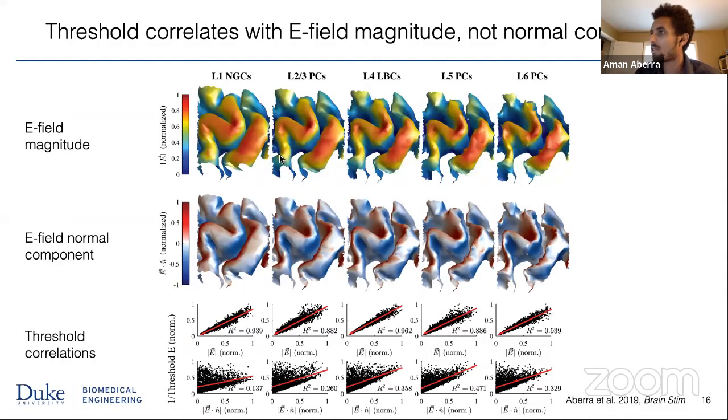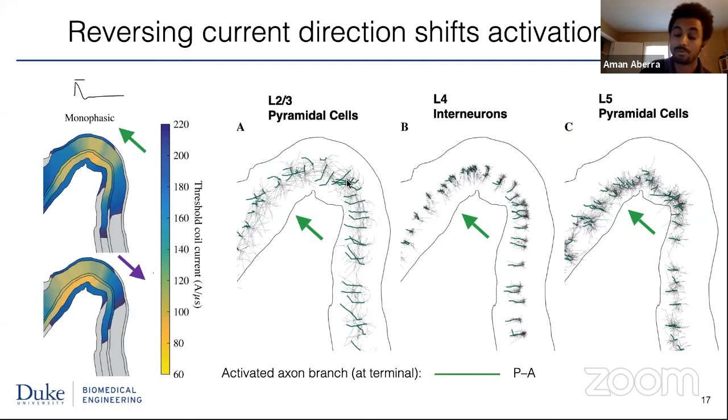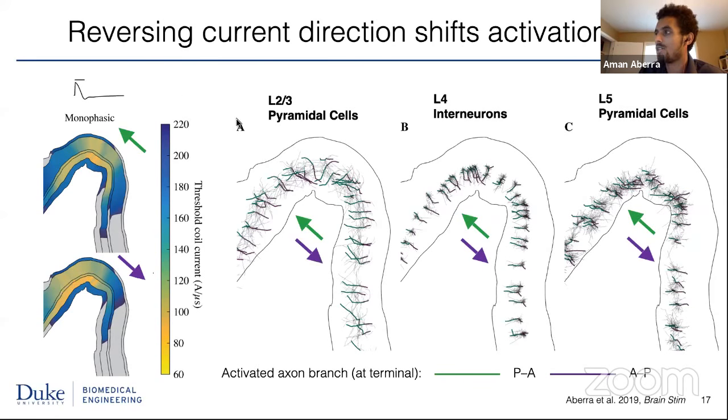Just briefly, when we look at correlating the electric field magnitude versus correlating the electric field normal component with thresholds, we find much stronger correlations with the magnitude, shown here in this top row. And the reason is because activation, as I said earlier, is occurring at these axon terminals, which, according to cable theory, their polarization and activation is proportional to the magnitude of electric field. So what's shown here is the activated axon for each neuron in this slice of the layer 2-3 pyramidal cells, layer 4 interneurons and layer 5 pyramidal cells for, in this case, a PA directed field. And what happens when we then reverse the field is you essentially flip the site of action potential initiation within these axonal arbors.